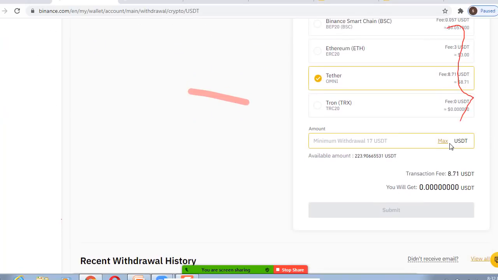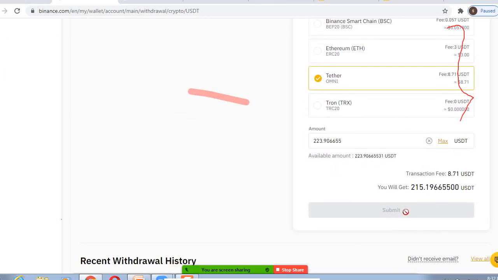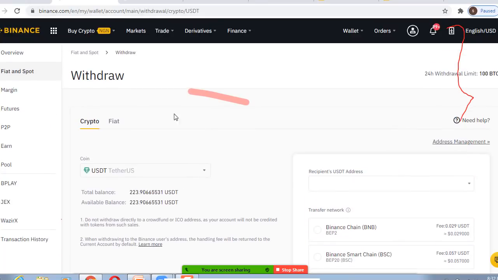Then you put the amount, in this case I can put maximum, and then I have to put the address that is receiving this amount, and then this button will be active. I click on submit, and that's all. I've withdrawn my USDT. The same thing applies to Naira. It's the same process when you want to withdraw any coin at all on this platform. It's very simple when you want to withdraw.